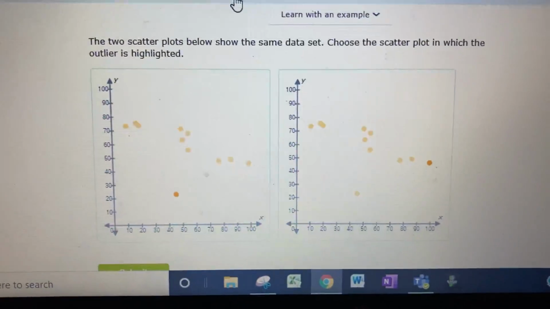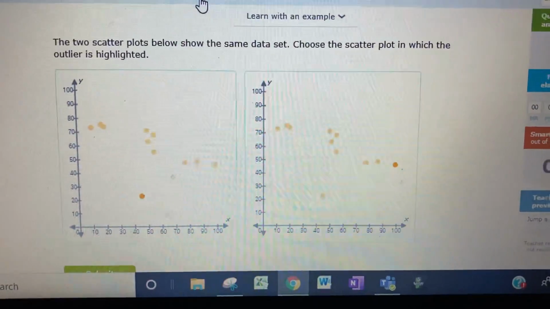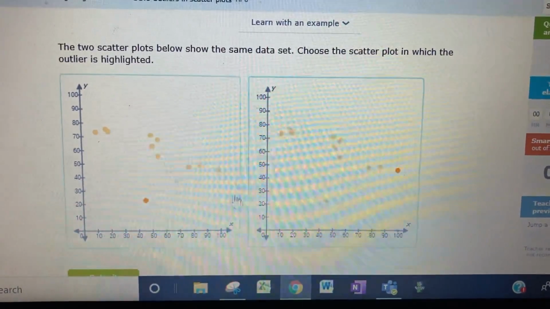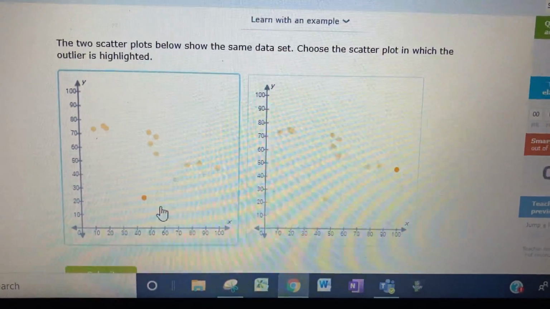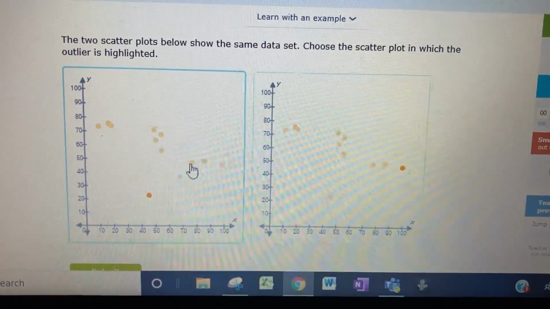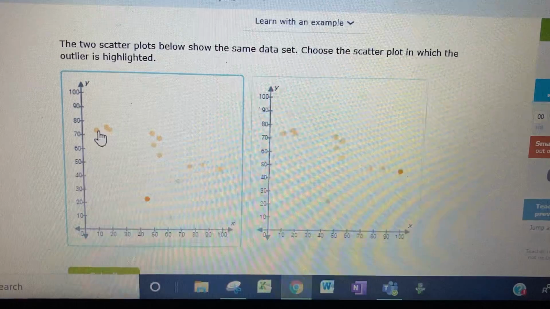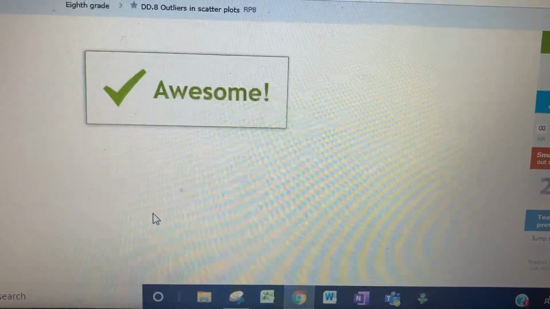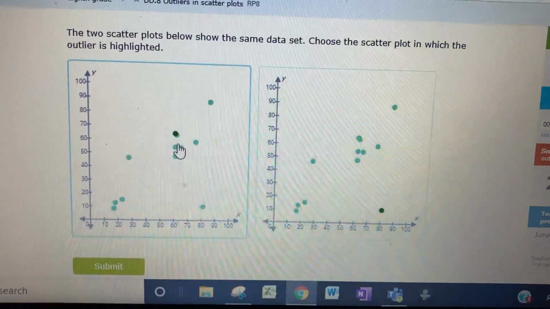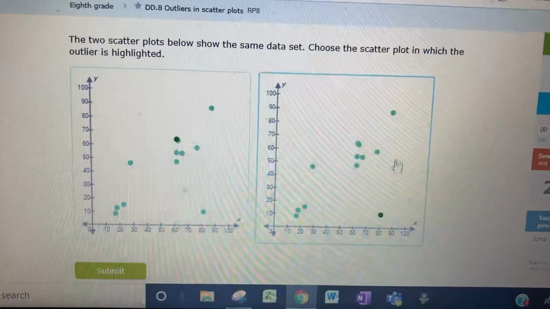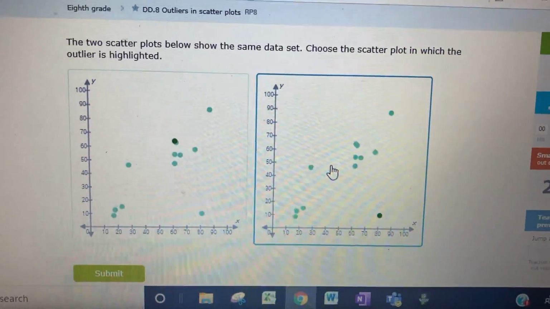An outlier is a point that is really just not part of the group. What they're asking here, these are the exact same graph, but it's asking you which one of these highlighted ones is the outlier. An outlier is something very separate from the rest of the data. You can see these are grouped together, these are grouped together, and I have this one dot all over here by itself. It's the outlier. You have a highlighted dot here, part of this group, and a highlighted dot here, not part of anything. So this is the one that shows the outlier.